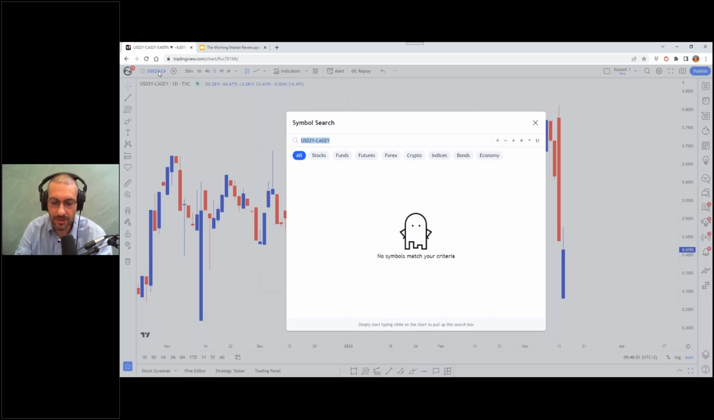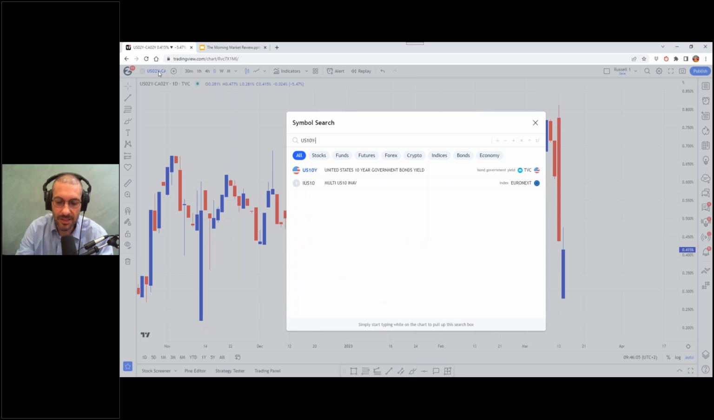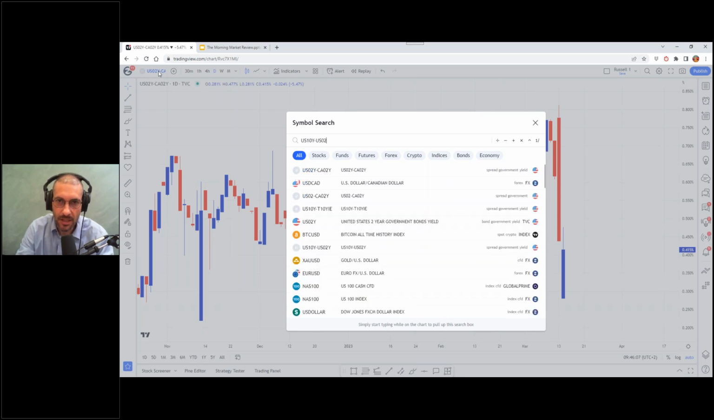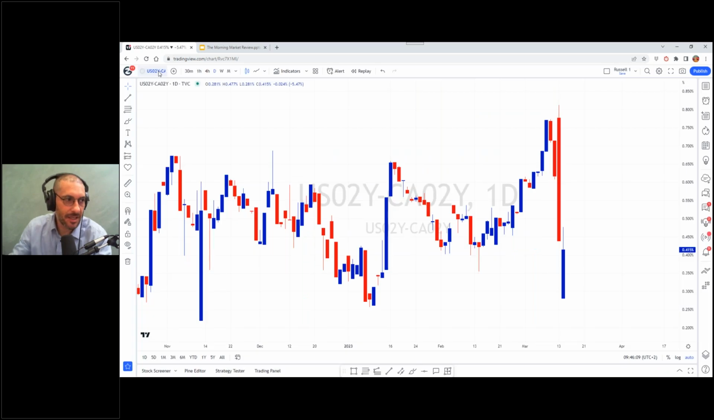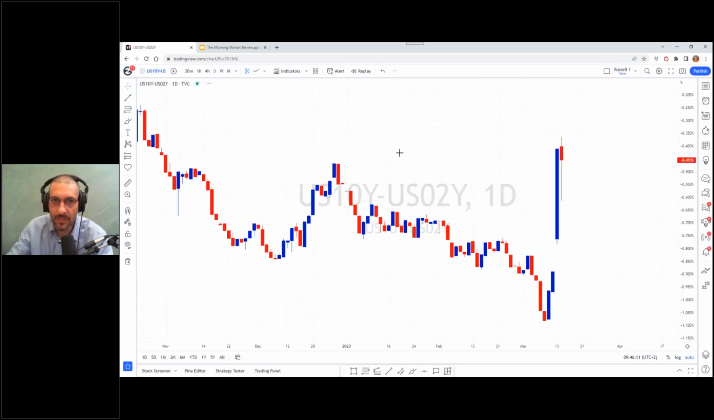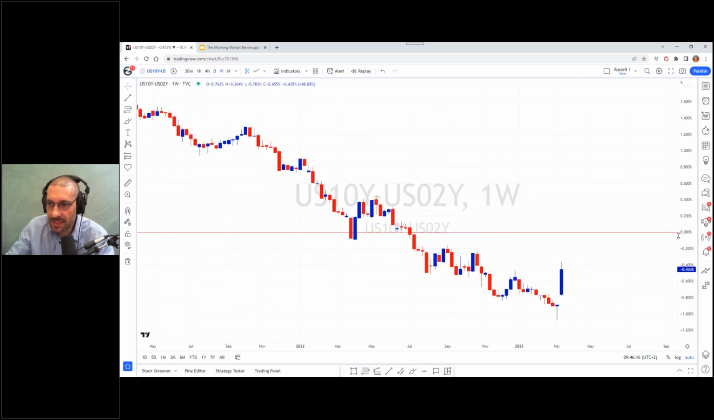We haven't looked at the yield curve for a long time, so I'm just going to go the US 10-year minus the US 2-year. And it's been quite severely inverted for quite some time. Let's just make this a weekly chart. And you can see here is the zero line. And effectively what this is telling us is that when we subtract the 2-year from the 10-year, the 2-year is actually got a higher yield, making this an inverted yield curve. It looks like it's starting to normalize.